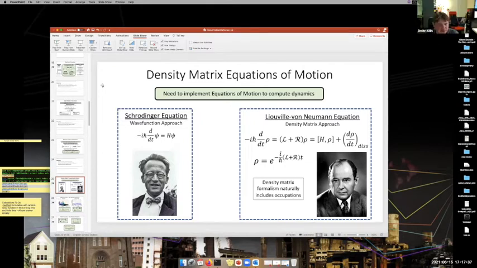Okay, and formally, Levi is asking for a comparison between Schrödinger equation and von Neumann. So can you address this question? Does Schrödinger equation provide changes in populations? This is a good exam question.